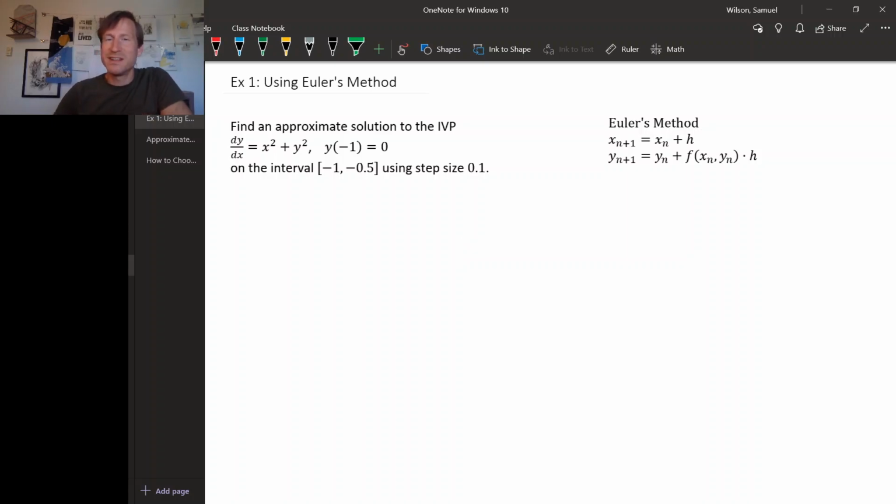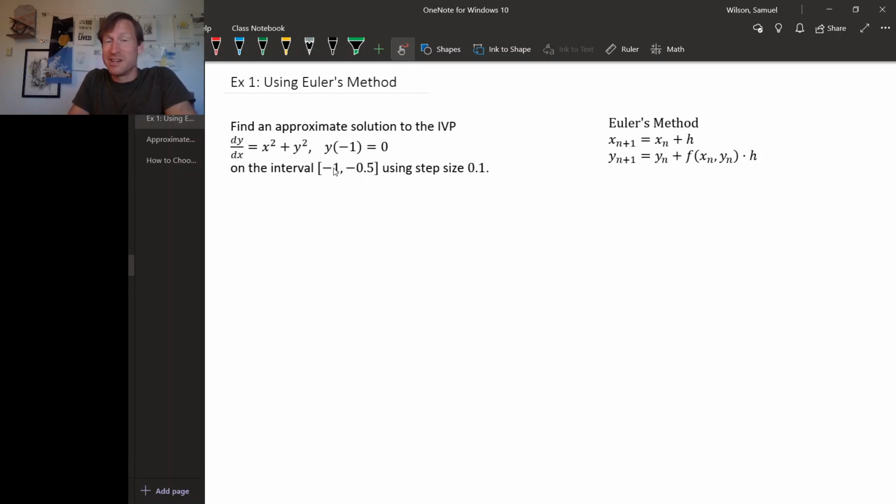Let's use Euler's method in an example to find an approximate solution for a differential equation. My tablet pen is on the fritz, so if I get a bunch of extra marks on the page, please excuse me. So let's work with this differential equation, dy/dx is x squared plus y squared.